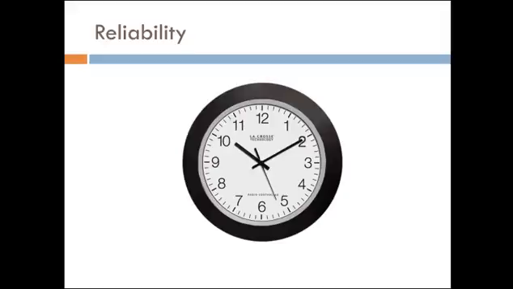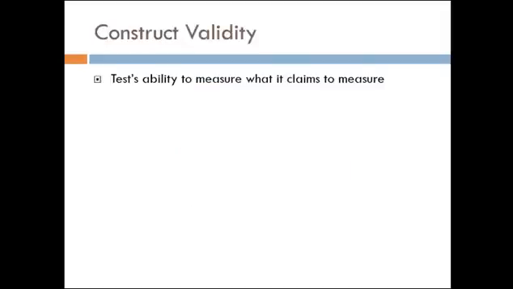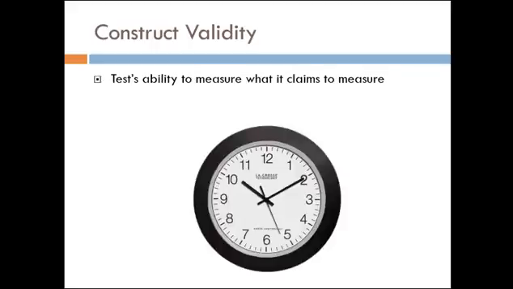But are my clocks actually measuring time? No, they are measuring time plus X. So that gets us at that issue of construct validity. This is the test's ability to measure what it claims to measure. My clock claims to be measuring time, but my clock is actually measuring time plus X. So my clock is incorrect, right? It's not a valid measure of time. It's reliable.